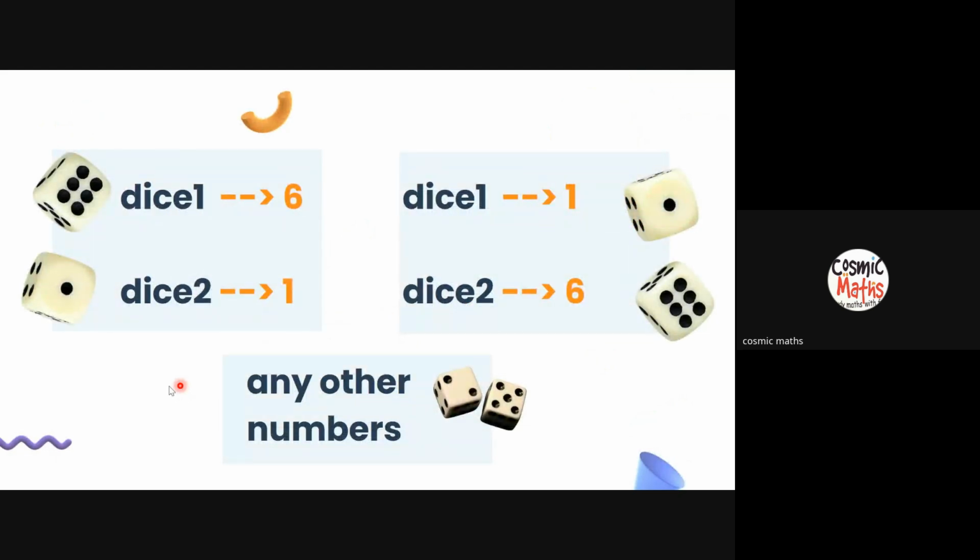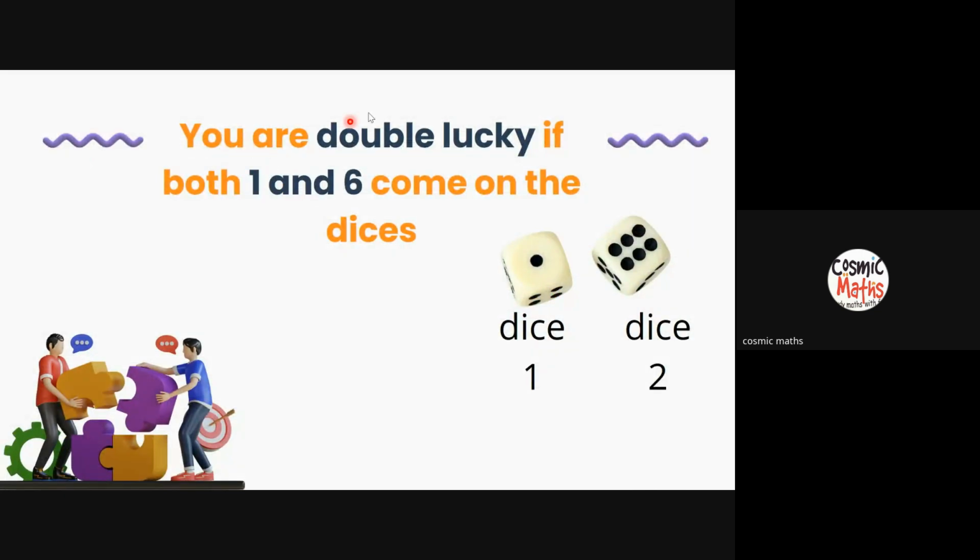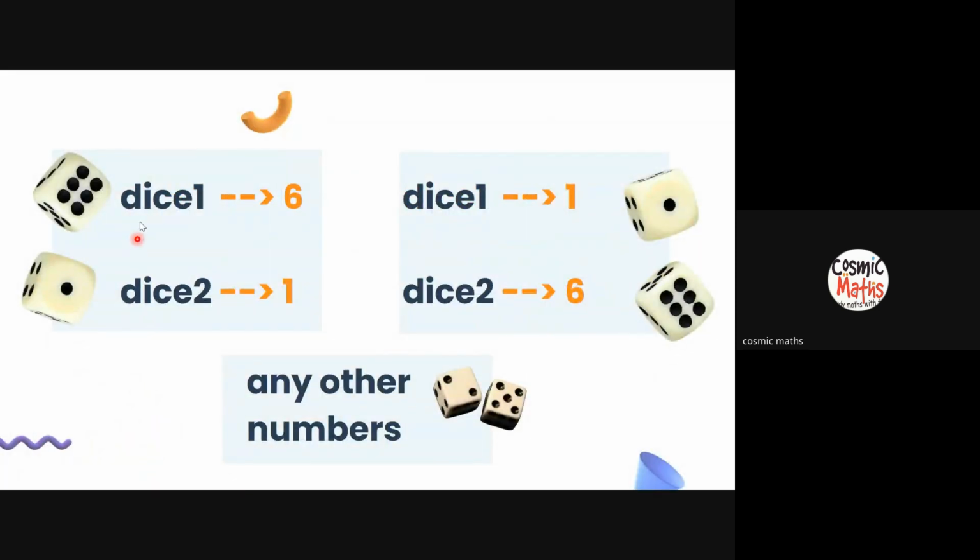I already told you, you need to use an and instead of or, because our question was you're double lucky if both 1 and 6 comes. So for both 1 and 6, there are 2 possibilities. That is, dice 1 can have 6 and 1, and 1 and 6, right? So yes, this will be the if condition. Then the elif condition will be 1 and 6. Then the else condition will be you're unlucky or you missed it, whatever.